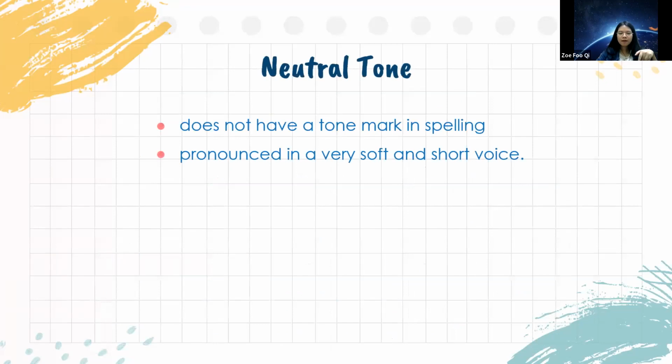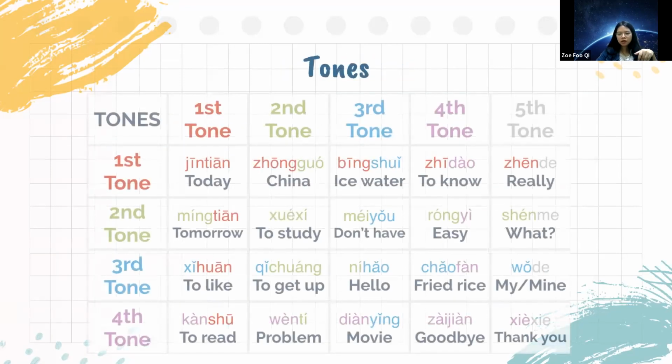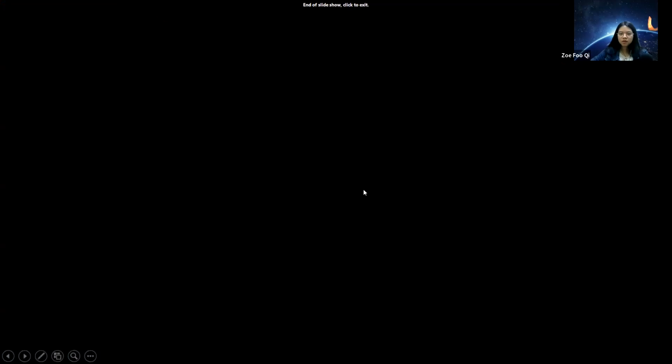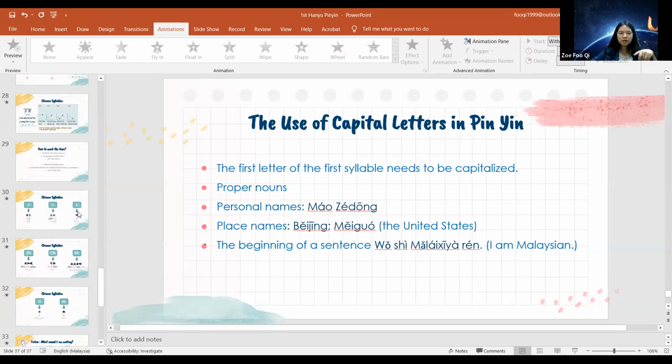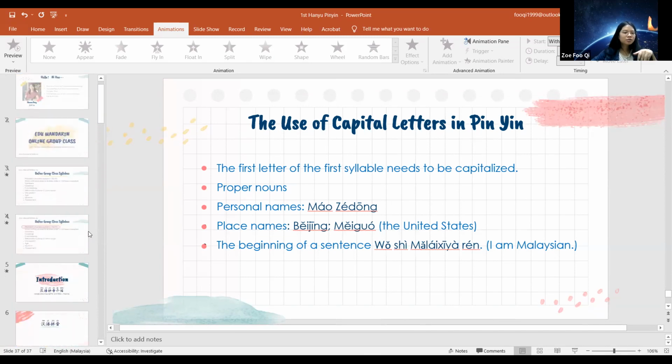Okay, then neutral tone. Neutral tone is something that we use, and we don't put any tone mark in the spelling, and we pronounce it very fast and short, right? For example this one 真的什么我的谢谢, so it's very fast and short. So this one is the revision for the first lesson.